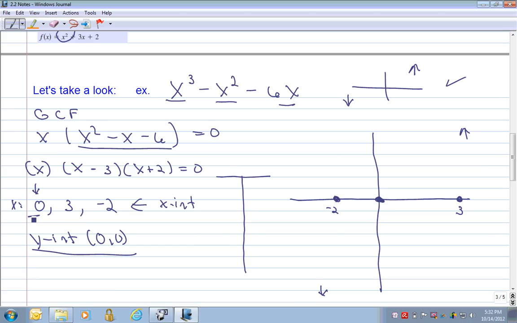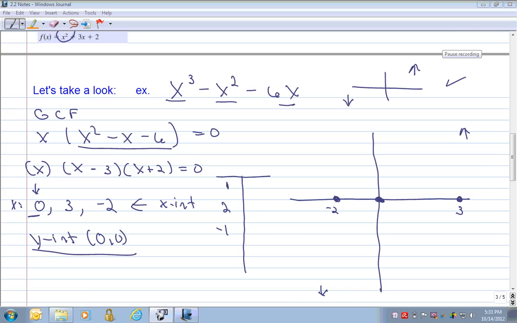All right, so let's go back to our t-table. So we know what happened at 0, we know what happened at 3. Let's see what happens at 1 and at 2. And on the left side, let's see what happens between 0 and -2, which would be at -1. So let's just try to find those points and see what happens.